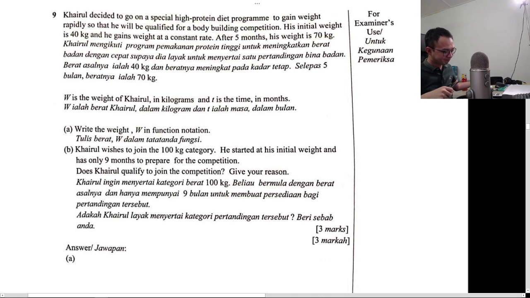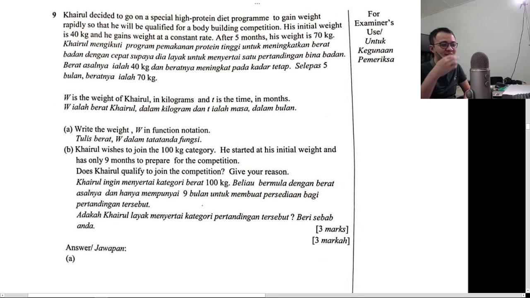Okay, number 9 here. Kairu decided to go on a special high protein diet program to gain weight rapidly, so he will be qualified for the bodybuilding competition. His initial weight is 40 kg and he gains weight at a constant rate. After 5 months, his weight is 70 kg. W is the weight of Kairu in kilograms and T is the time in months. Write down the weight W in function notation.